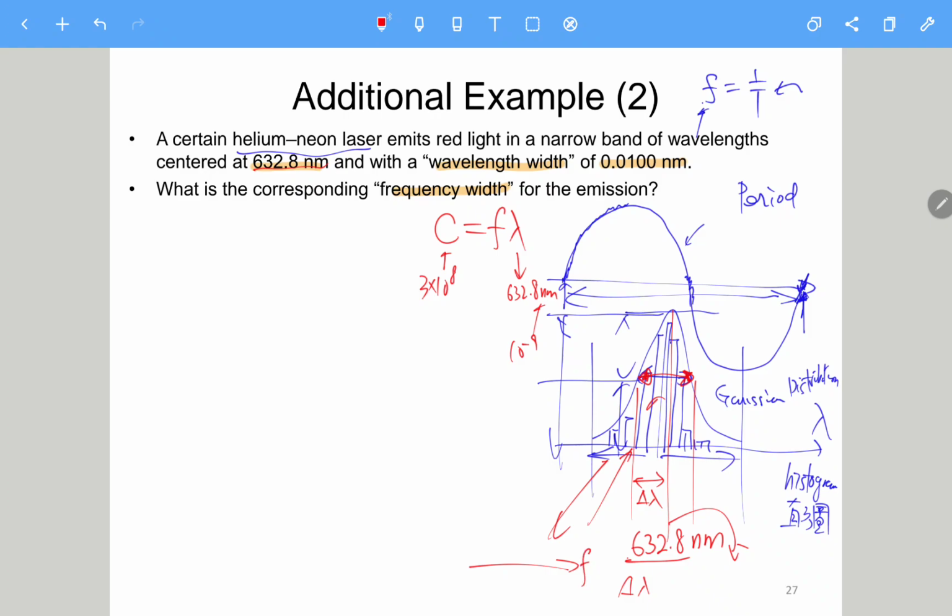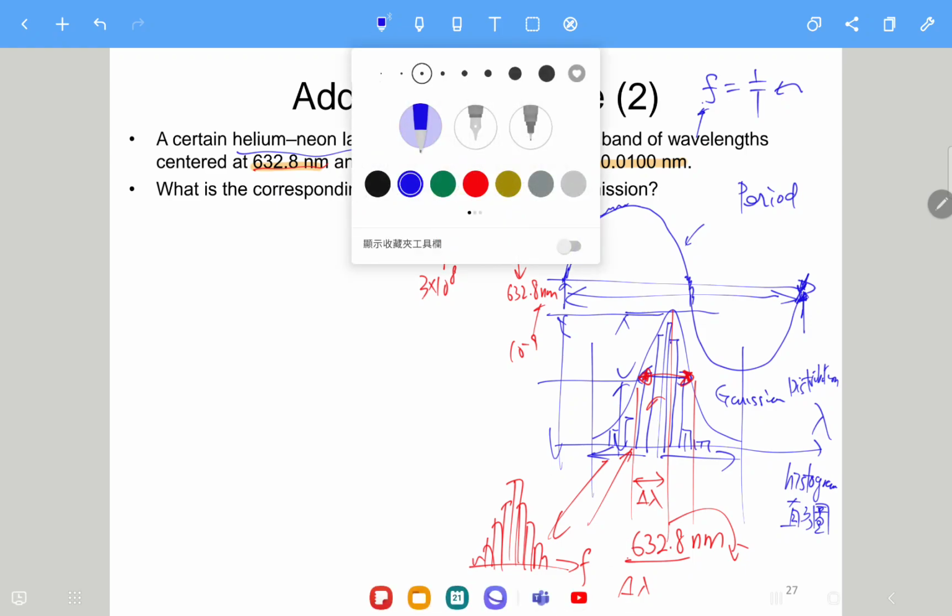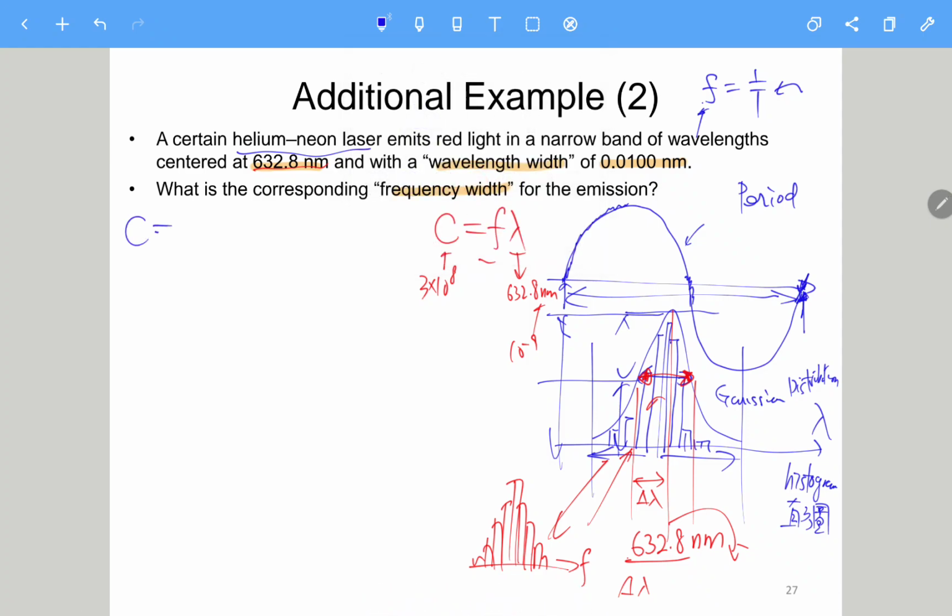Then the x-axis is frequency, and it is still another Gaussian distribution. And as you know, f and lambda are inversely proportional. If delta lambda is smaller, in the frequency it will be large. Okay. No, not really. It is still proportional to each other. Actually we can still make use of c equals f lambda to really calculate the delta f, but we can make use of calculus rather than doing this.